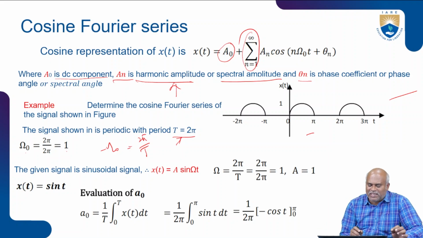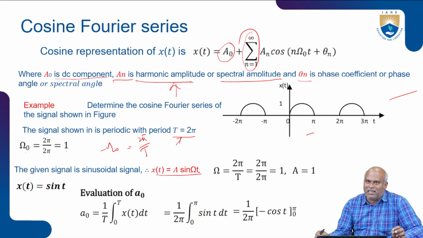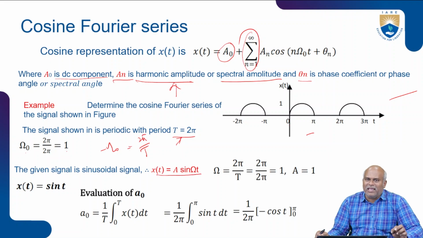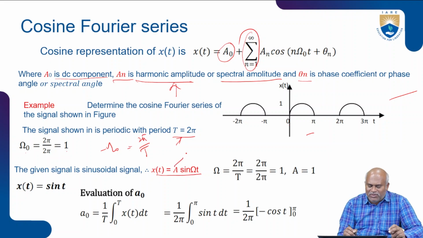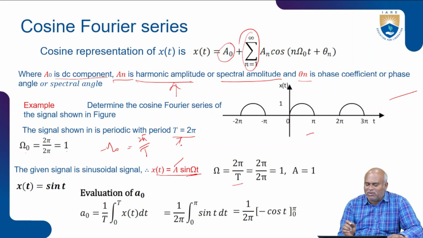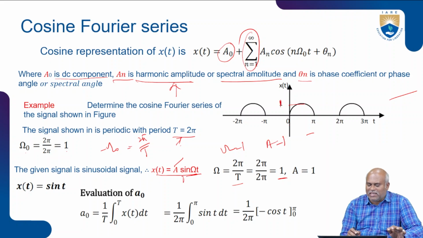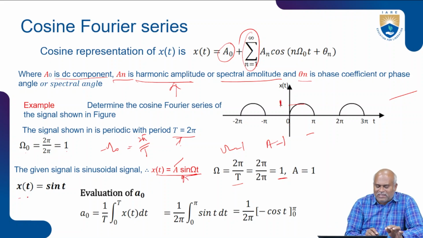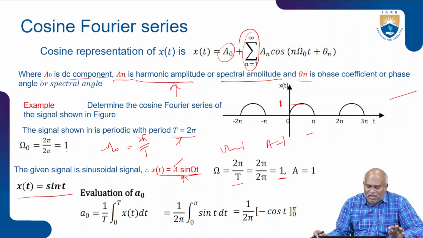From the given signal, I represent this signal as A sin omega t. The A value is the amplitude. Now we need to find omega. Omega is represented as 2 pi by T. We know that T equals 2 pi, so substituting, the value is 1. The omega equals 1 and the amplitude is also 1. We can substitute here, then we get x of t. The x of t is equal to 1 into sin t.